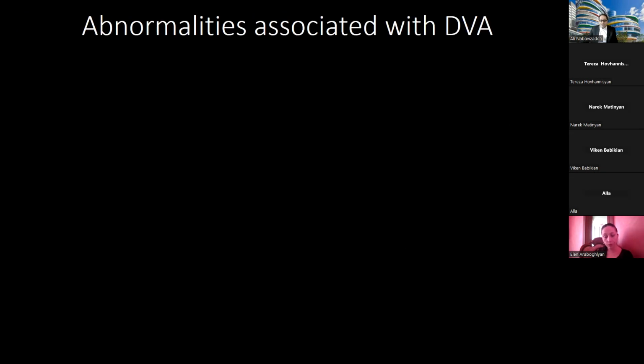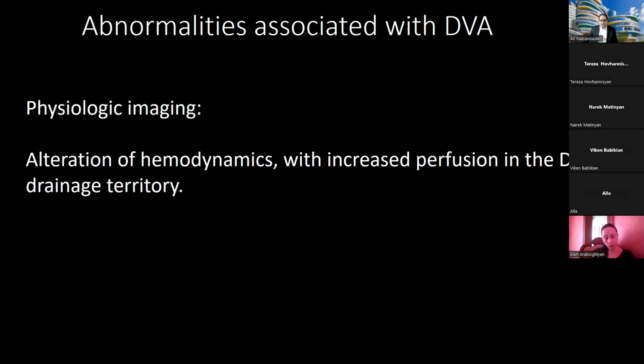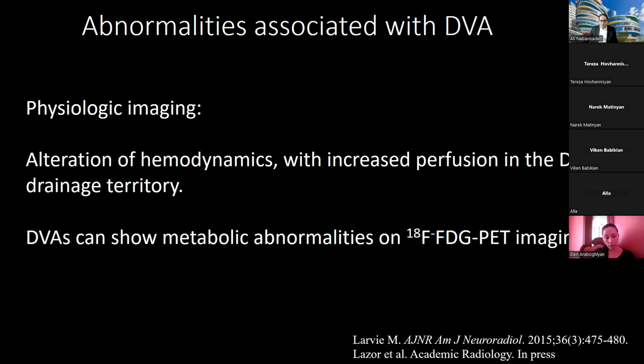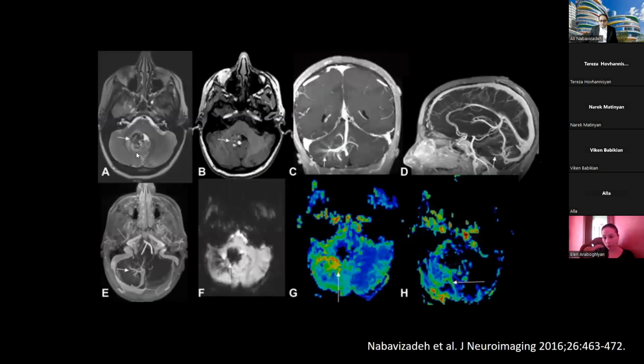And so some of the abnormalities that can be associated with DVAs are better visualized on physiologic imaging, because DVAs somehow change the hemodynamics of the local brain parenchyma. And if you do perfusion imaging, you can see increased perfusion in the DVA territory. And also, if you pay attention to metabolic imaging, for example, on FDG PET, again, you might see some abnormalities in the areas where the DVA is located. This is a patient with a cavernoma and a prominent DVA in the right cerebellum, as you can see on these very nice MIP images that were reconstructed from an MPRAGE sequence.